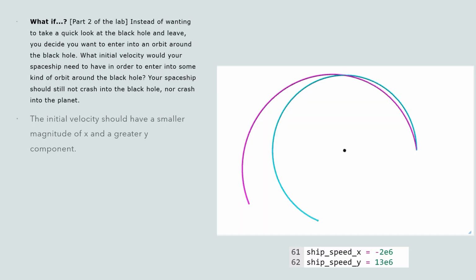The initial velocity should have been a smaller magnitude of x and a greater y component. An initial velocity I found for this was -2 times 10 to the 6 in the x direction and 13 times 10 to the 6 in the y direction. This was due to the fact the spaceship had to start off in a more vertical path, and the smaller magnitude but still negative x velocity was to make sure it wouldn't crash into the planet or the black hole.